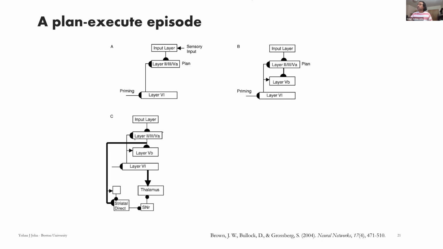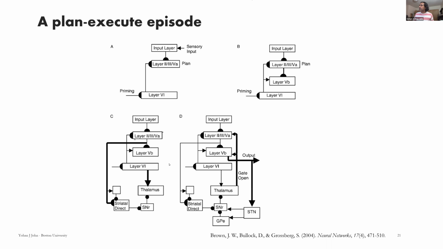Okay, so then you're priming layer 5B, but you're not actually releasing anything yet. So there's still no saccade. Meanwhile, a collateral from these planning cells opens up the direct pathway, which disinhibits thalamus. But layer 6 is also sending input to thalamus. And then thalamus, by virtue of being disinhibited, goes back up to layer 2, 3, 5A, and also to 5B.